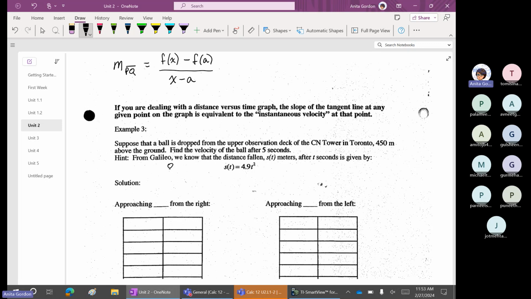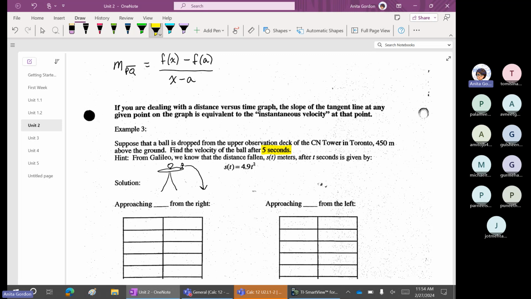Right here is the tower, and you're standing on here and you throw something. Okay, so it looks kind of like a parabola going down. And so what we want to know is what is the instantaneous speed of the ball after 5 seconds.